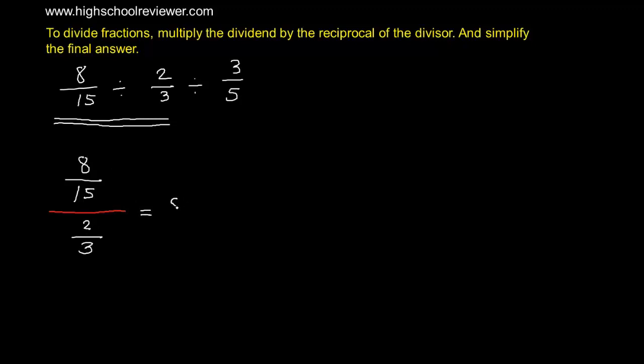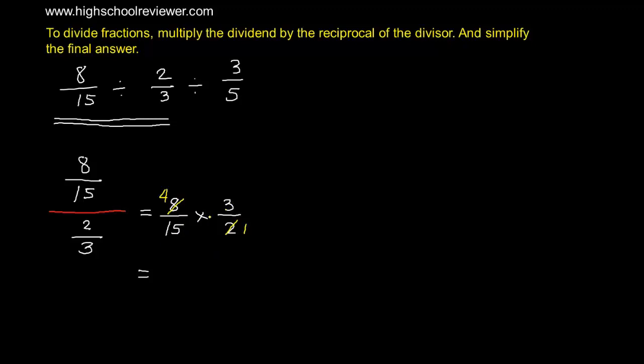We will just multiply the dividend. Again, our dividend is 8 all over 15, and we are going to multiply this by the reciprocal of 2 over 3. The reciprocal of 2 over 3 will be equal to 3 all over 2. And looking at the two fractions, we can see that we can cancel out terms. 8 and 2, we can divide them by 2 since 2 is common between them. 8 divided by 2 is 4, and 2 divided by 2 is positive 1.